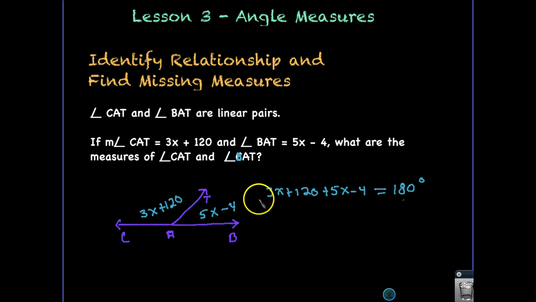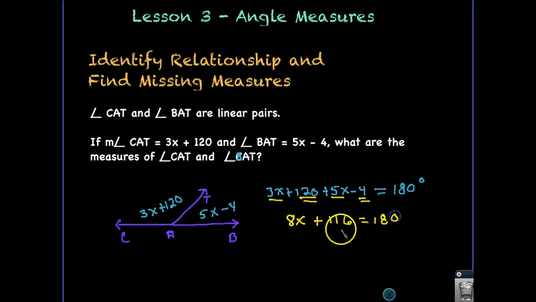Now all I have to do is solve it to find the answer to this question. Well, if I'm going to solve it, I need to combine like terms. I've got a 3x and I've got a 5x. Those combine to give me 8x. And then I've got a 120 and a negative 4. Those are going to combine to give me a positive 116.